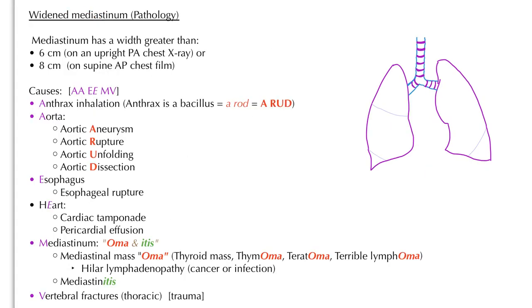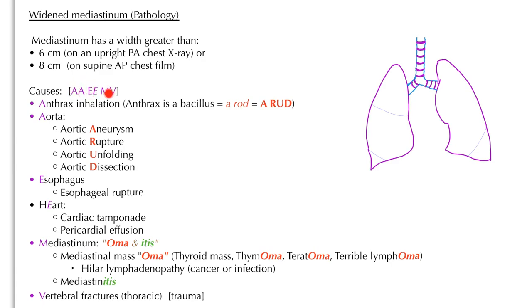Widened mediastinum, definition: when you're looking at an x-ray, if it's an upright posterior-anterior x-ray, it's more than 6 cm, it's called the widened mediastinum. If it's supine, it's 8 cm. Causes of a widened mediastinum, very, very important, and I'll help you memorize them.